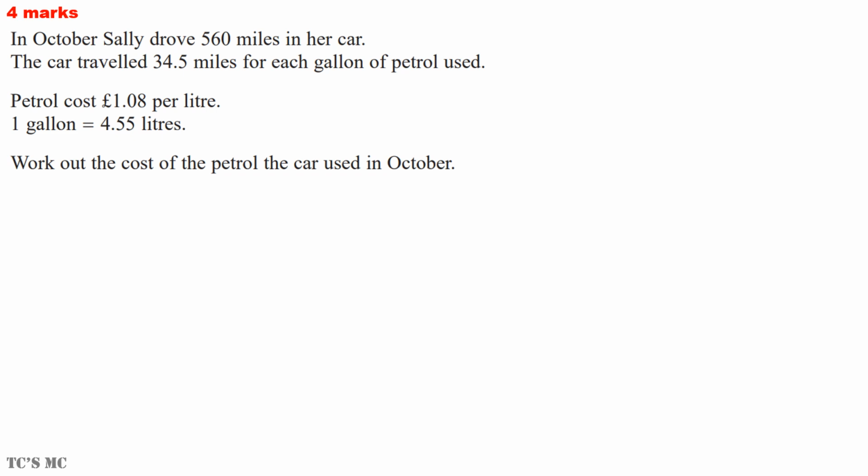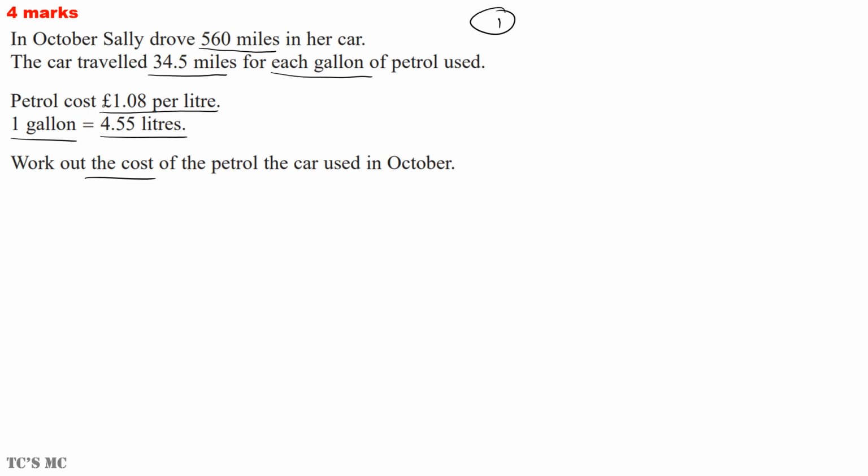In October, Sally drove 560 miles in her car. The car travelled 34.5 miles for each gallon of petrol used. Petrol cost £1.08 per litre. 1 gallon is equal to 4.55 litres. Work out the cost of the petrol the car used in October.